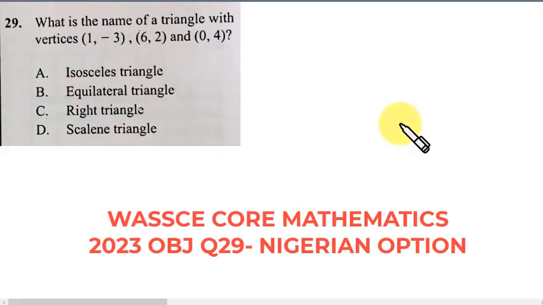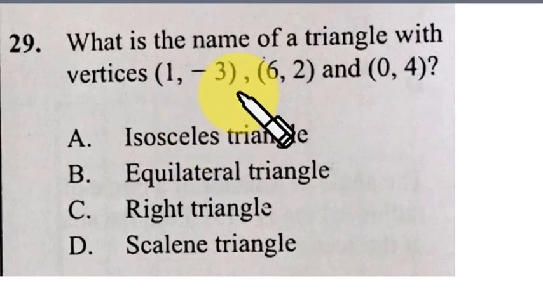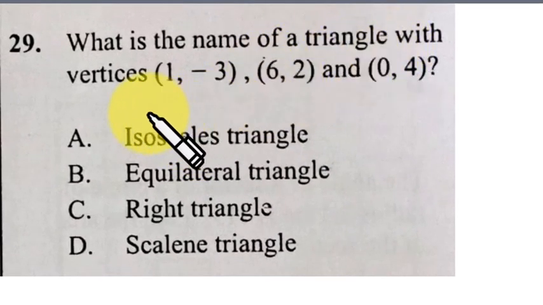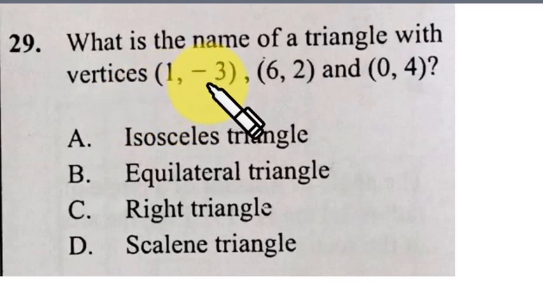In this video, we look at the WASSCE 2023 Core Mathematics. That is the Nigerian paper, objective question 29. It says, what is the name of a triangle with vertices (1, -3), (6, 2) and (0, 4)?